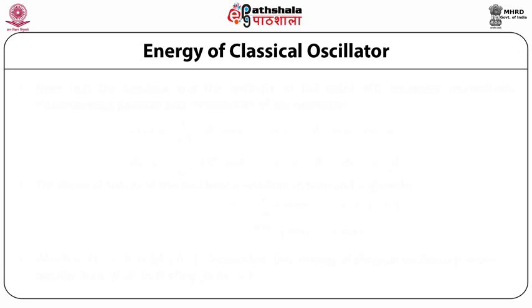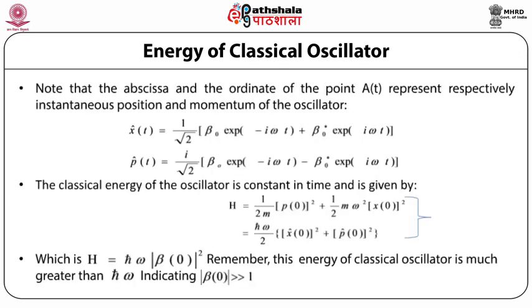Energy of classical oscillator. Now we note that if we represent the classical oscillator, that is the harmonic oscillator, as a circle, then the abscissa and the ordinate of the point A as a function of time represent respectively the instantaneous position and the momentum of the harmonic oscillator. The operator x as a function of time is equal to 1 upon under root 2 whole times within the bracket beta naught exponential to the power minus iota times omega t plus beta naught star times exponential to the power iota times omega t.